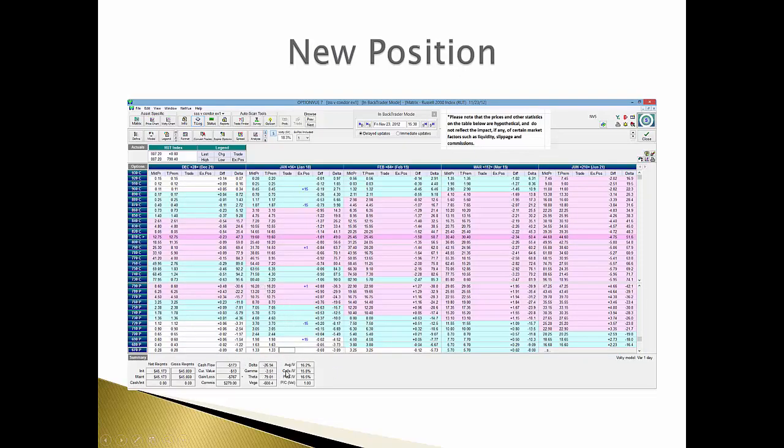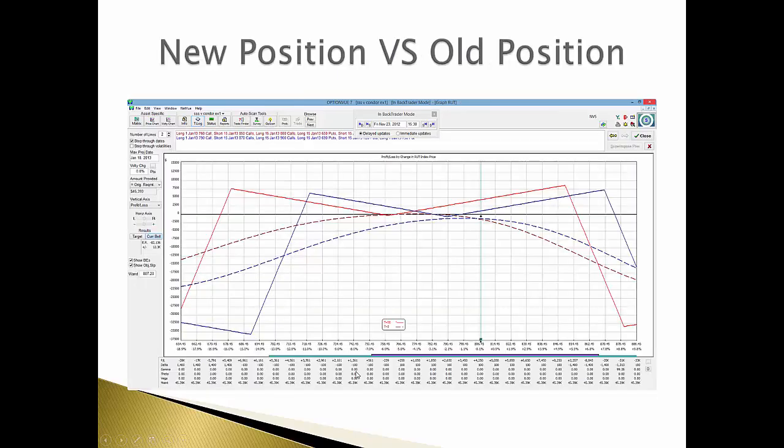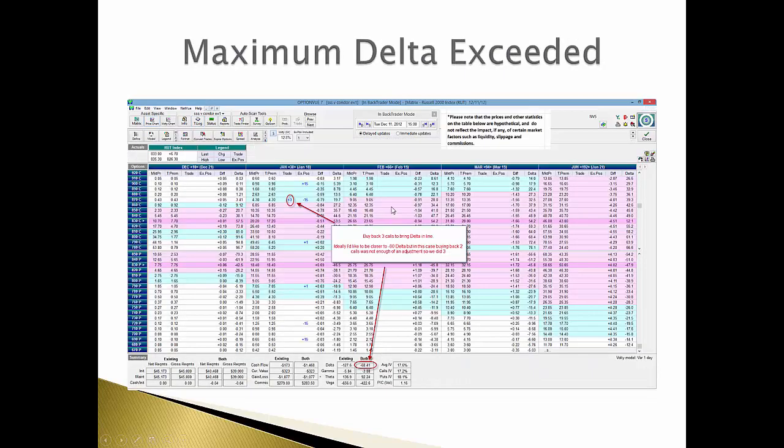We cut our delta down to minus 26 in this case. If we did that roll and our delta was still too negative, then we would start buying back, or we wouldn't have sold as many of these 870s. But this is the new position here, and this is fine. If we look at our new position versus our old position, we rolled the whole position up, we made it a little bit tighter. So we go forward to December 11th.